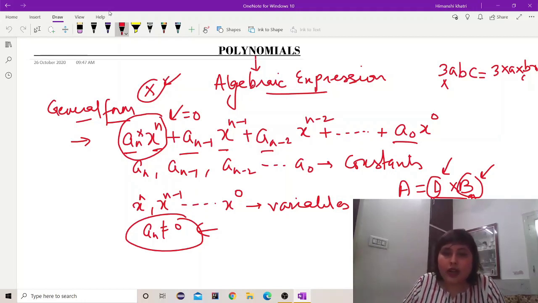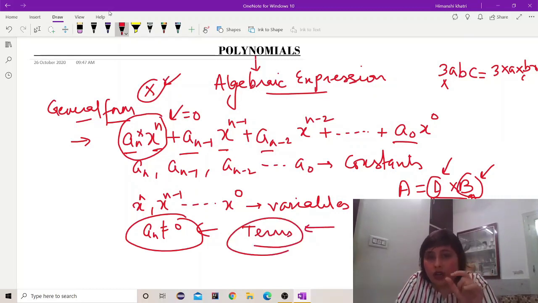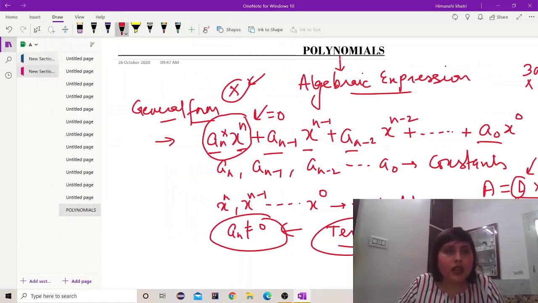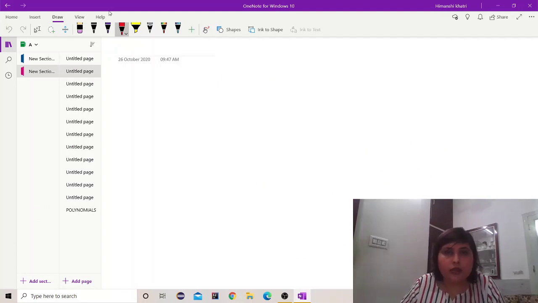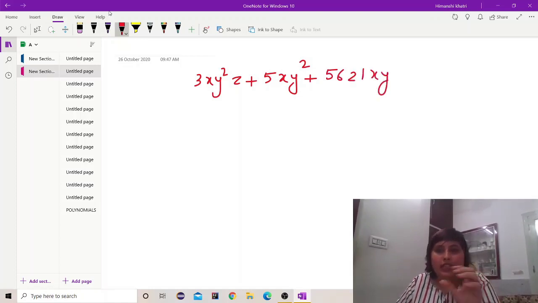Now, how to identify terms in an algebraic expression, or what do we mean by the word term? This is a very important word, terms. So we need to understand what we mean by term. Now see here, suppose I write an algebraic expression: 3xy square z plus 5xy square plus 5621xy.